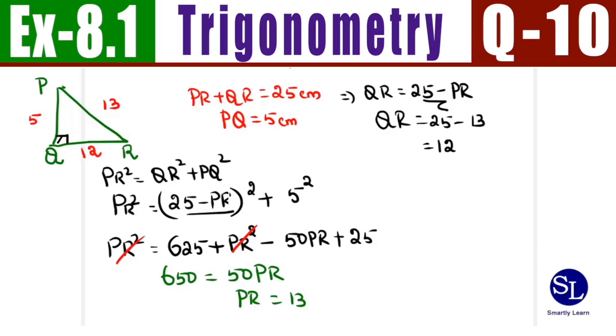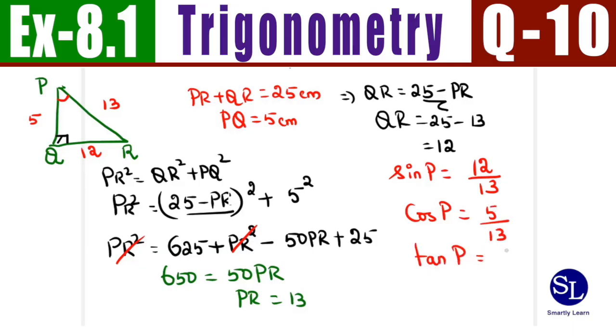Now what is asked of us is actually tan P, sin P and cos P. So let's start writing. Sin P is opposite by hypotenuse. So the side opposite to angle P is 12, so 12 divided by 13. Now cos P is adjacent by hypotenuse, so it will be 5 by 13. Tan P is opposite by adjacent, so it will be 12 divided by 5.